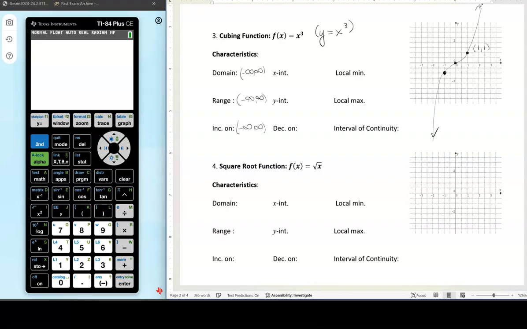So it increases across all values. The x-intercept is at the origin, so (0, 0). The y-intercept is at the origin. It does not decrease. It does not have a local min or a local max. And it's continuous from negative infinity to infinity.